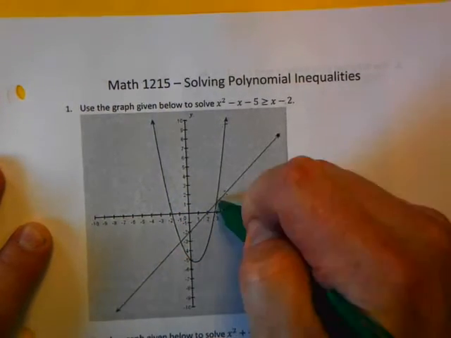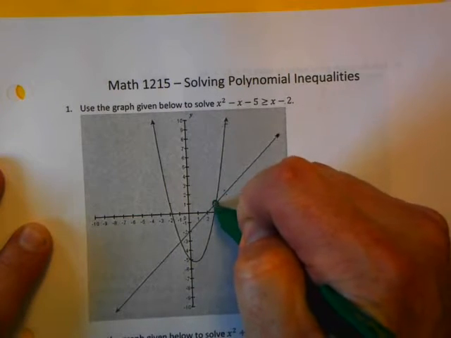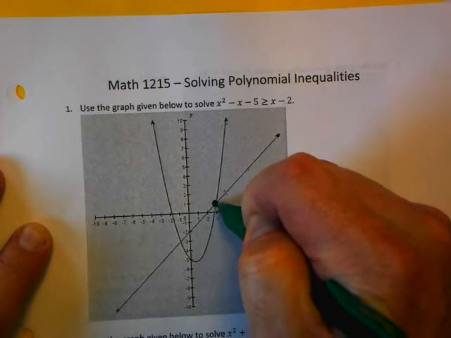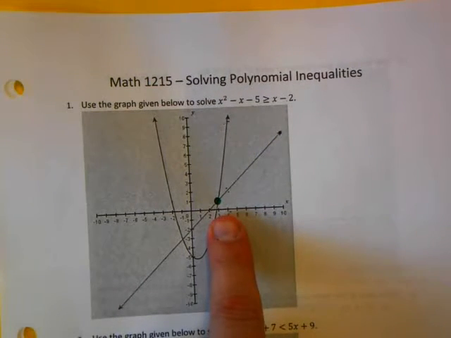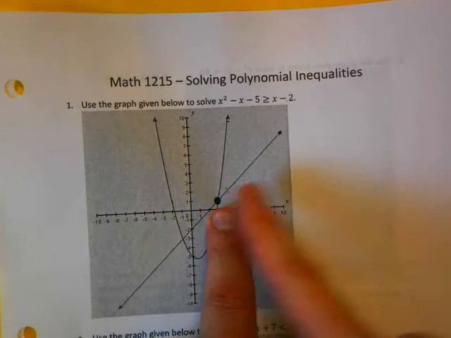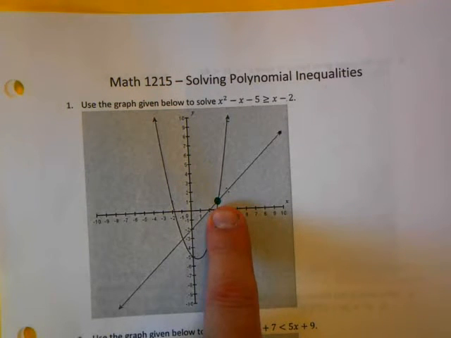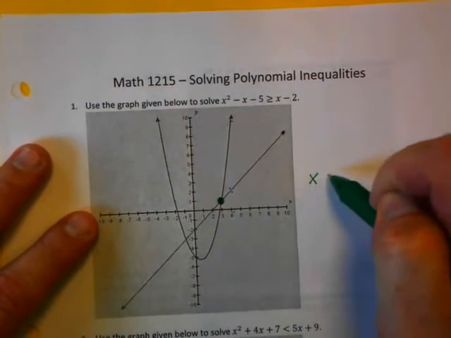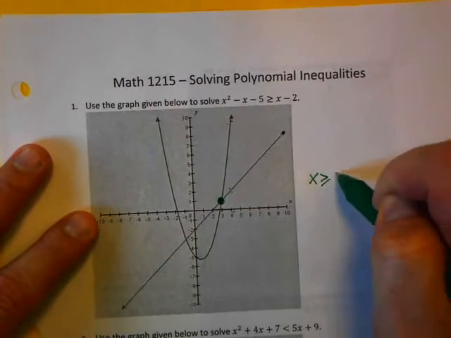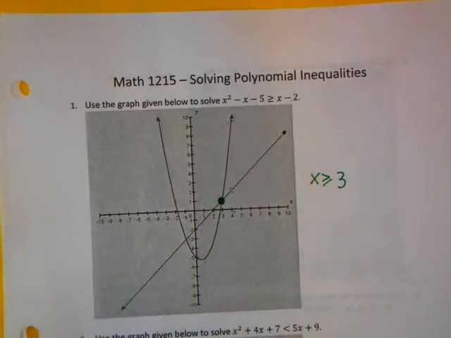Okay, in fact, the parabola and the line are equal right there at that dot, aren't they? Why are the parabola and the line equal right there? That's where they cross. That's where they intersect. And then, that's x equals 3. What happens when I go to the right of x equals 3? Which one's higher? The parabola. So part of the answer would be x could be any number greater than or equal to 3.